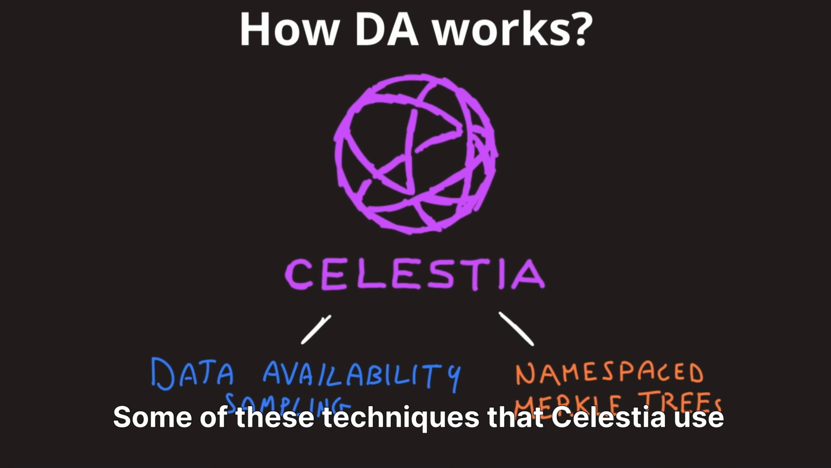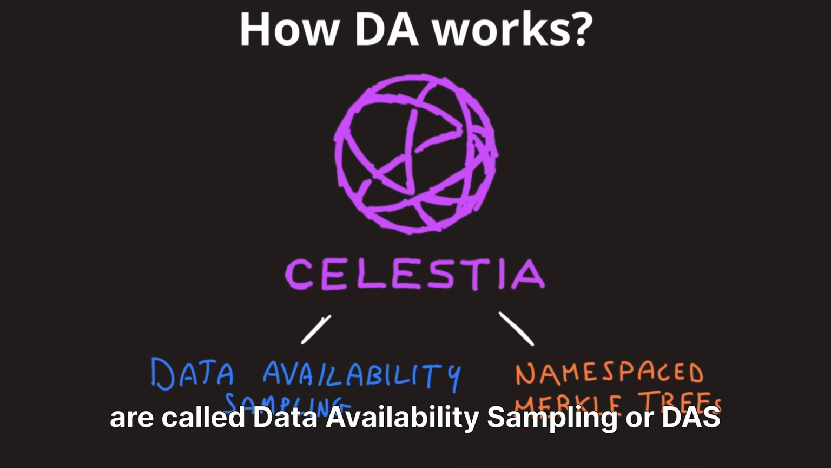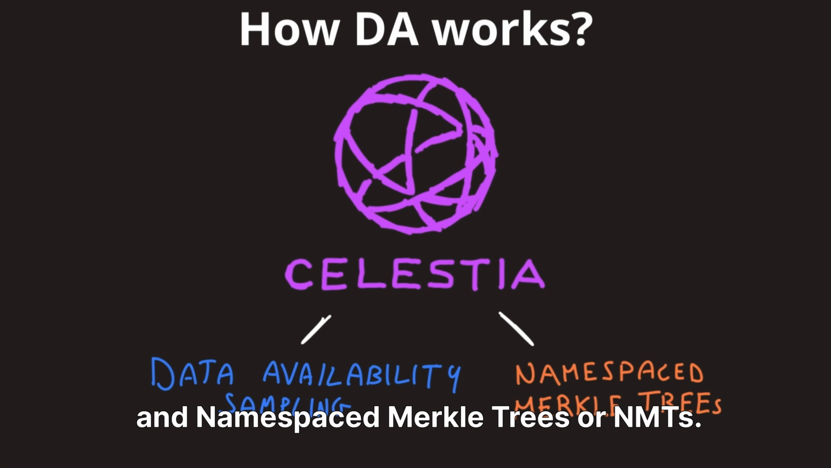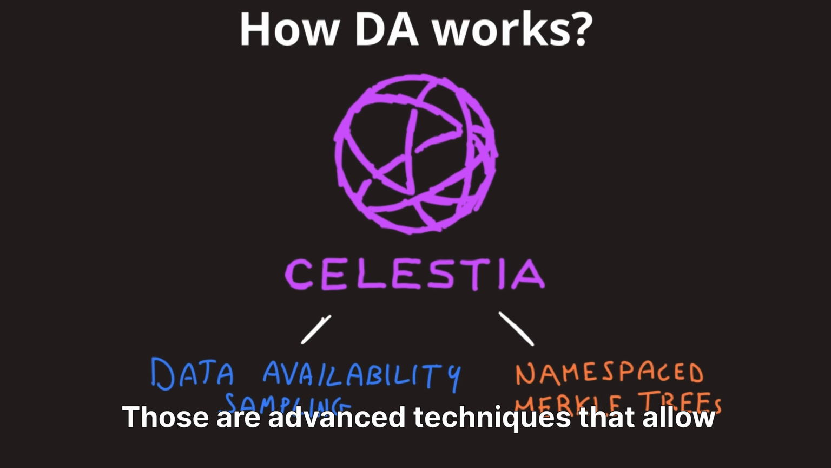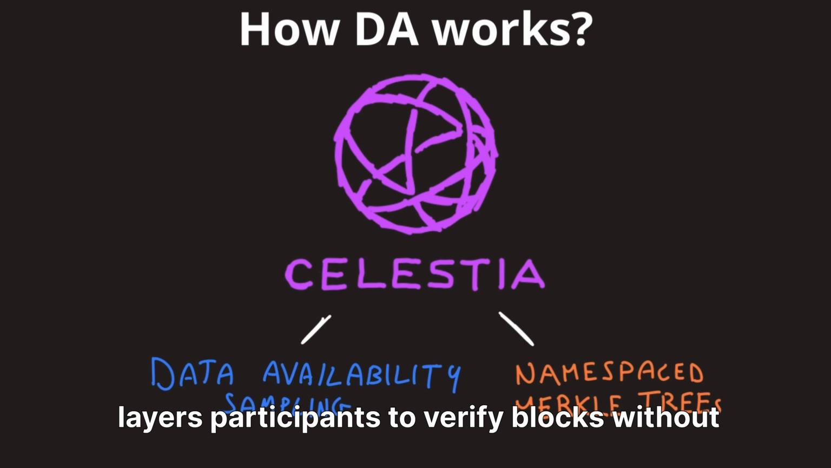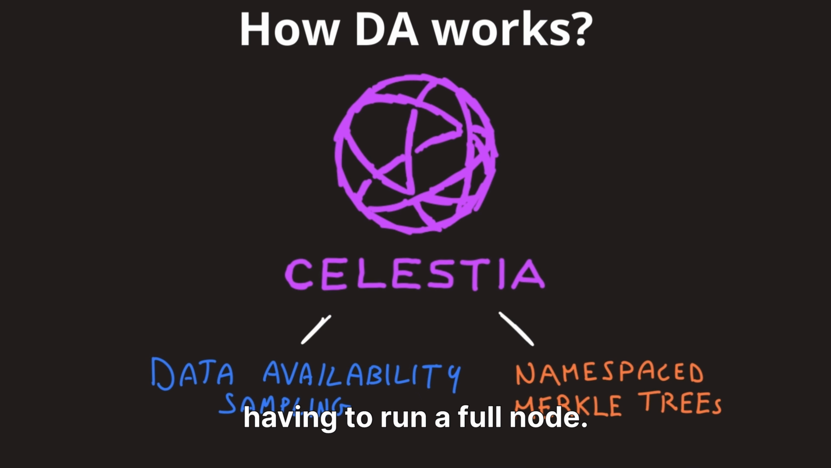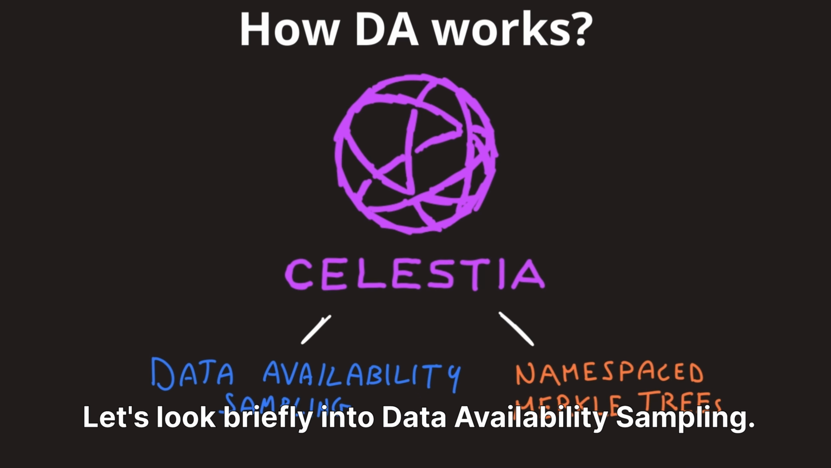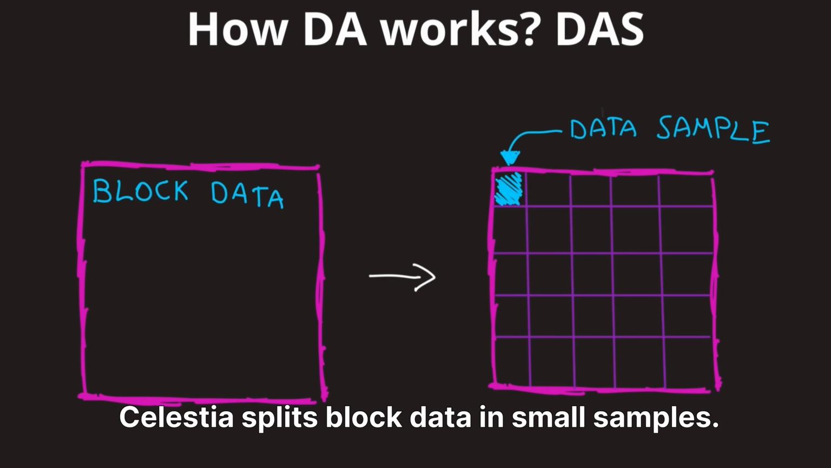availability. Some of the techniques that Celestia uses are called data availability sampling, or DAS, and namespace Merkle trees, or NMTs. Those are advanced techniques that allow data availability layer participants to verify blocks without necessarily having to run a full node. Let's look briefly into data availability sampling.